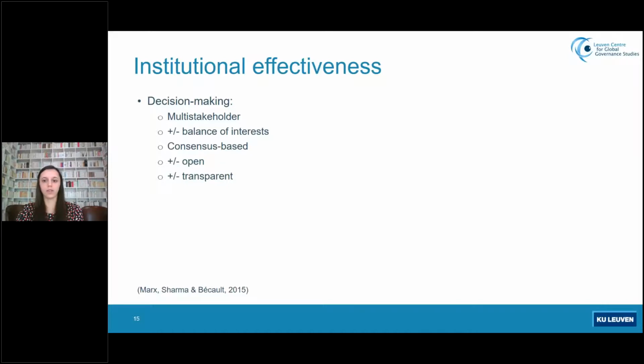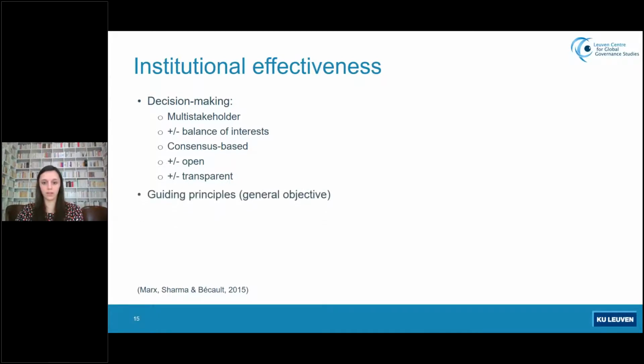Again, this is not the case for all VSS, and there are, of course, a lot of VSS where corporate interests, so economic interests, really dominate decision making. Besides, decision making in VSS should also be consensus based and open to new members and transparent, meaning that VSS should provide the opportunity for anyone to join and should publish decision making procedures and reports, but this again can vary very much across VSS.